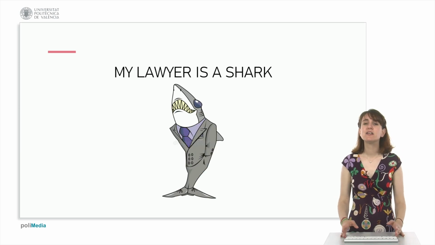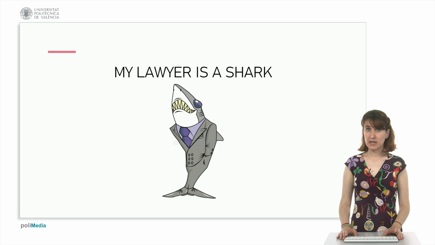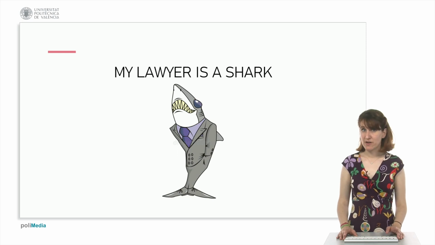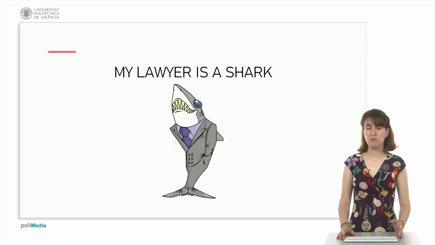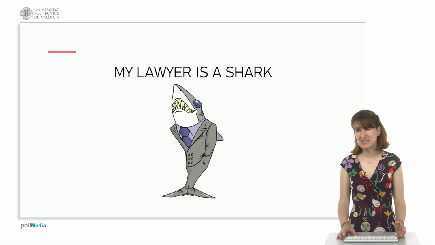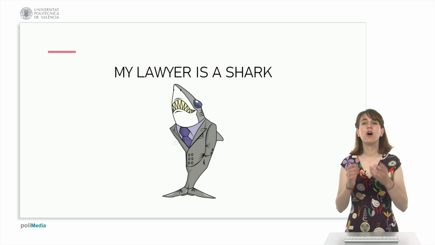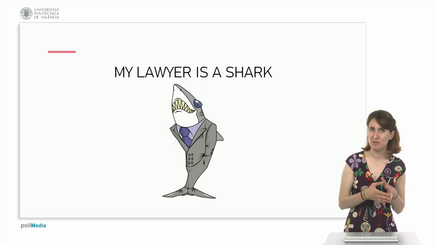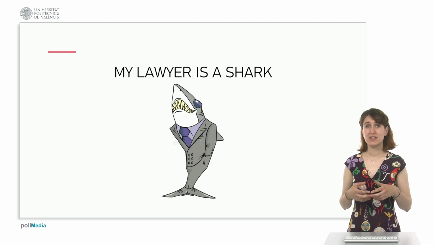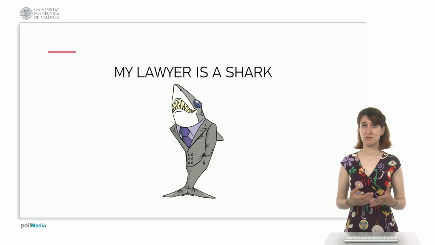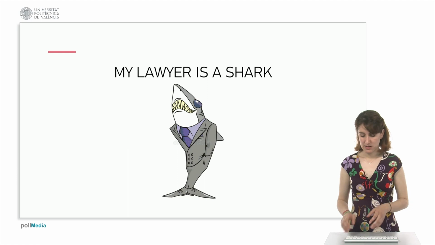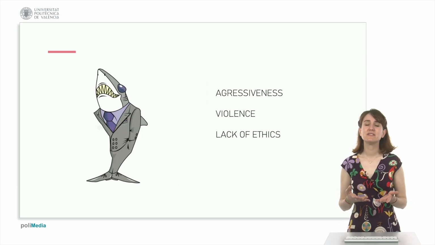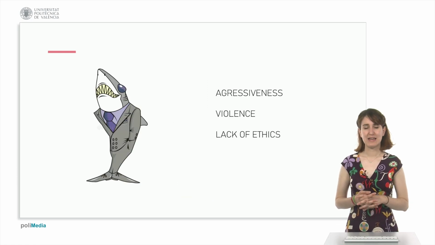My lawyer is a shark. This is a pretty common, usual metaphor where we define a lawyer, for instance, as the animal shark. But this doesn't really mean that your lawyer is a shark himself, that he is the animal shark, but rather that he possesses some features that we associate with sharks, such as aggressiveness, violence, or lack of ethics.